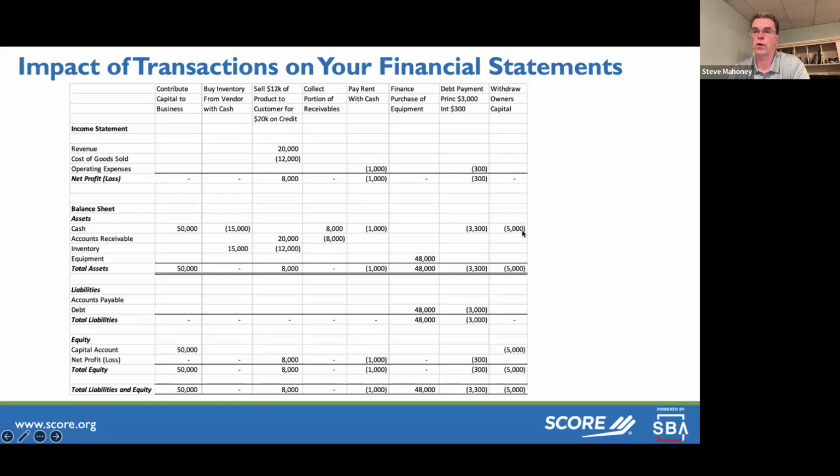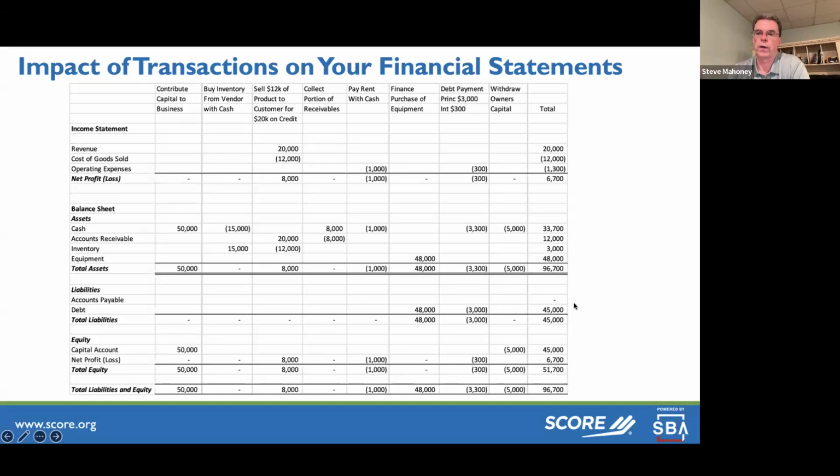And then let's say you take an owner's draw of $5,000. That doesn't go through your income statement. It's just not how it works from an accounting standpoint. Your cash goes down and your capital account goes down in your equity. So you remember that $50,000 we put up at the beginning, you're basically withdrawing $5,000 of that. And again, your assets and your liabilities and equity are equal as you go through each transaction.